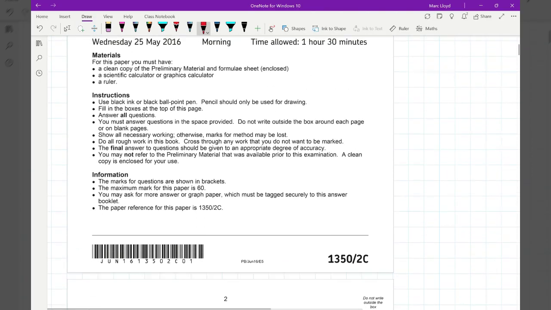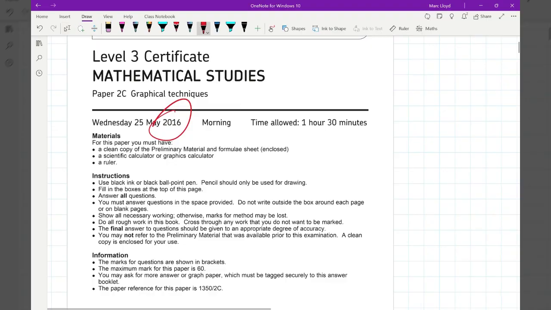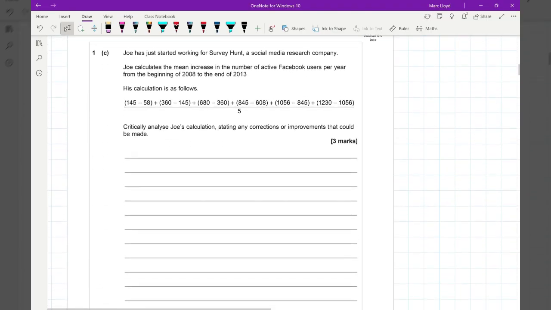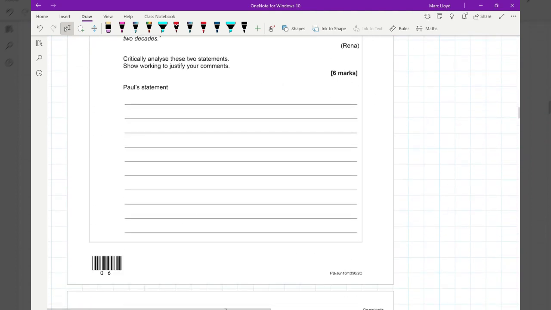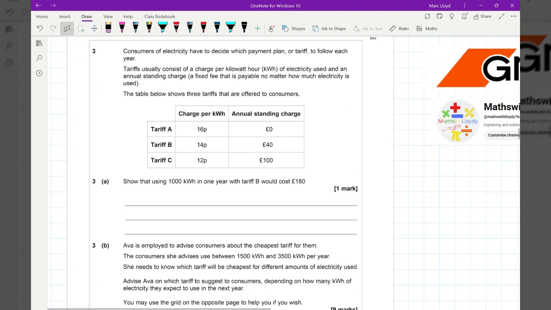Okay, scrolling down, this is of course the 2016 paper. We've done question 1 and 2. They're on a different playlist because they are relevant to all 3 of our option papers. So down we go, and we are at question 3.